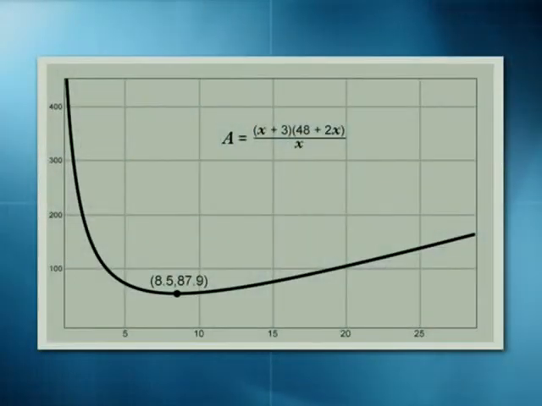You can actually zoom in on that bottom part of the graph and discover the minimum value. It turns out that x is approximately 8.5 at the low point of the graph. And when x is approximately 8.5, the y value, 48 divided by 8.5, is about 5.6. So those are the x and y values.